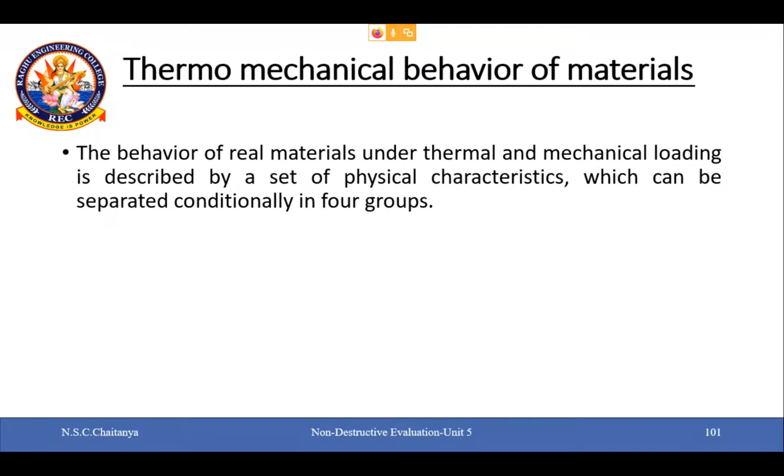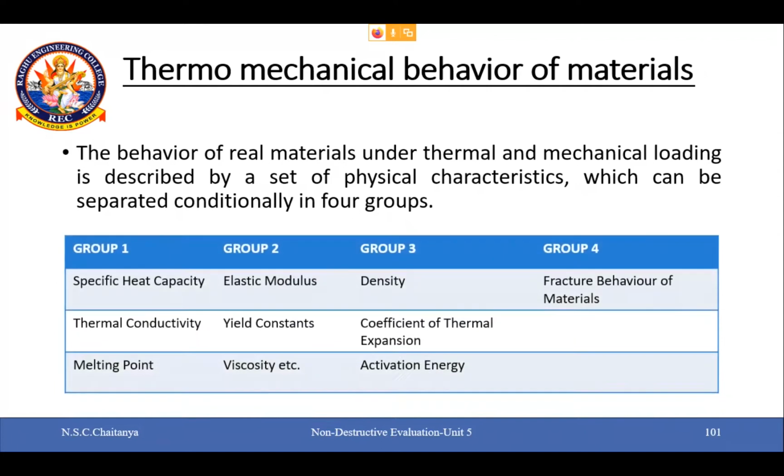I'll just reiterate. The behavior of real materials under thermal and mechanical loading is described by a set of physical characteristics. Based on these only, how a material which is under mechanical loading and subjected to thermal conditions behaves can be found out. They are classified into four groups actually. These properties, these physical characteristics, are classified into four groups. Let us see through these groups.